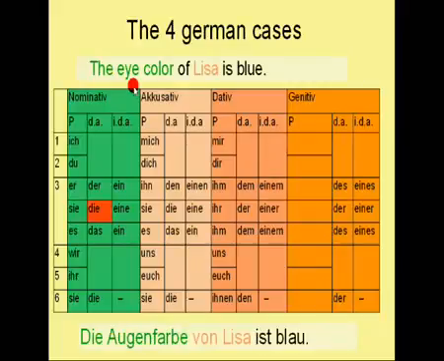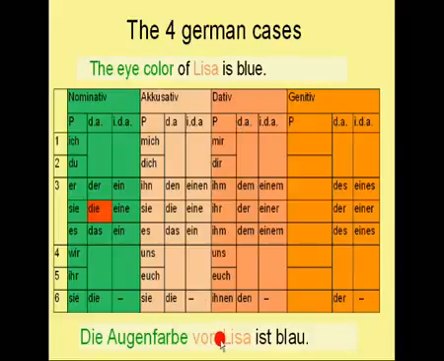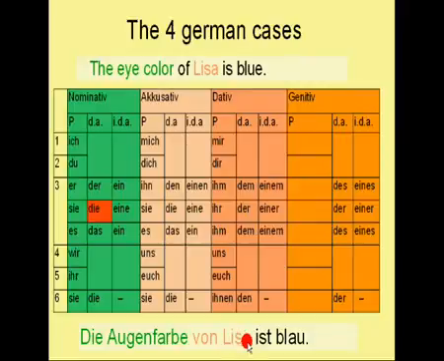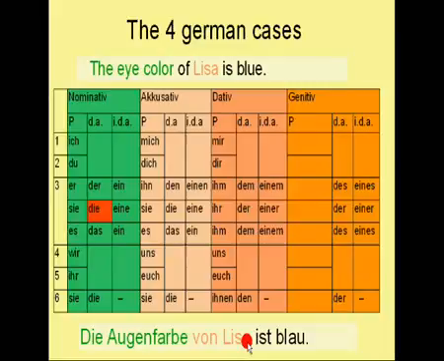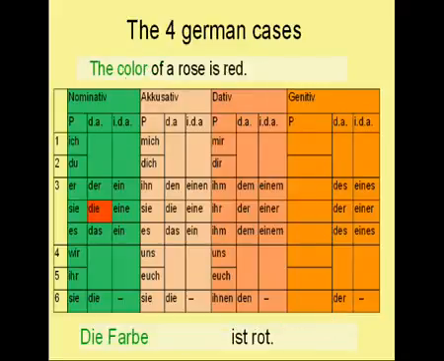Now let's try to put it in the dative case. Again, the eye color of Lisa is blue. But because Lisa is now in the dative case, we put the preposition von and we add the name Lisa, but we don't add an additional S this time, because now Lisa is in the dative case. So the whole sentence would read like: Die Augenfarbe von Lisa ist blau.